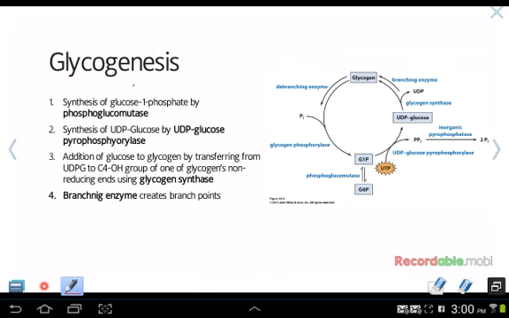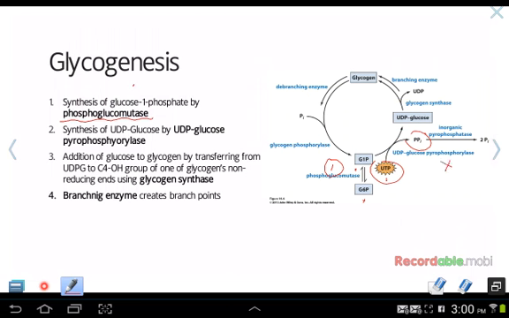Glycogenesis is where we add glucose molecules to the end of a branch site on glycogen. So this is 4 steps. One, synthesis of glucose 1-phosphate using phosphoglucomutase. So glucose 6-phosphate is mutated to glucose 1-phosphate here. Step 2, the synthesis of UDP glucose by UDP glucose phosphorylase. Here we take UTP and we couple this transfer reaction, where UTP loses a pyrophosphate, which is then hydrolyzed to form 2 inorganic phosphates.